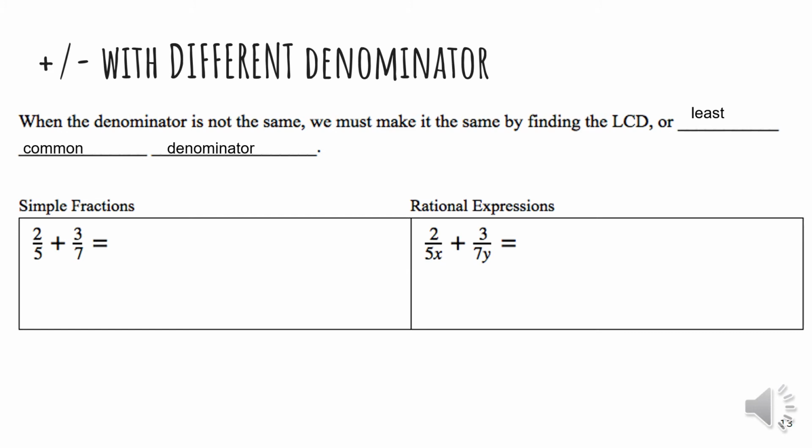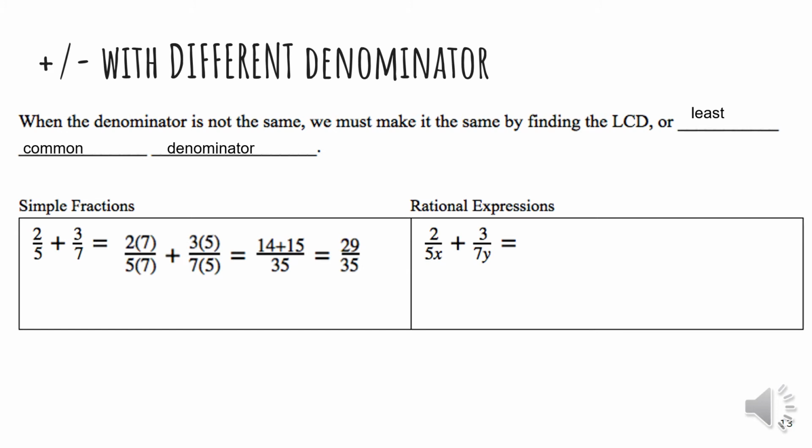So we need to multiply the 2/5 by a fraction 7 over 7, and we need to multiply 3/7 by the fraction 5 over 5. In this way, we can then combine our numerators, 14 and 15, because our denominator is the same, and get our answer of 29 over 35.